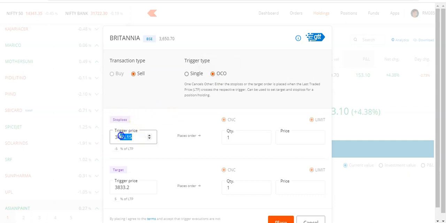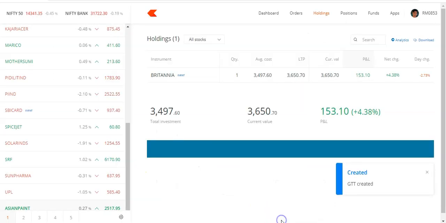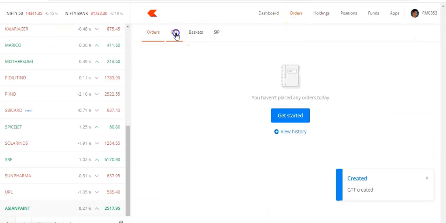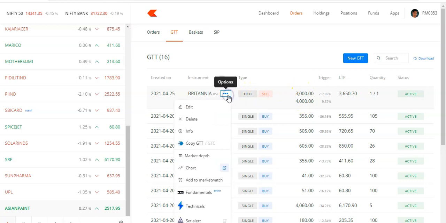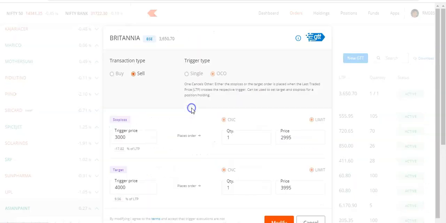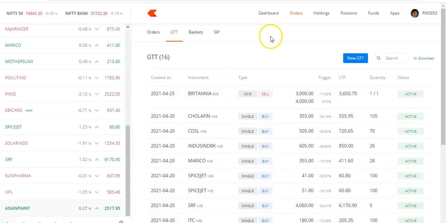So this is the stop loss. You want to go like 3000 as a stop loss and price as 2995. Target as 4000 and the price as 3995. And I am going to place this order. Okay, now if we go to orders, GTT, you can see it is OCO, that is one cancels other. So I have two levels available. If you want to modify, again you can go here, you can edit and update the values and click on modify. So this is about GTT for stocks in CNC.